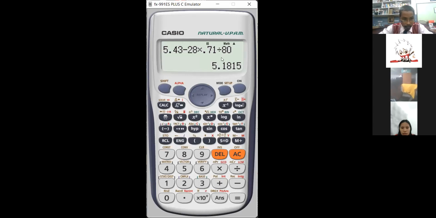So the error is 0.0137 minus 0.01204, divided by 0.0137, times 100. We can multiply it by 100.